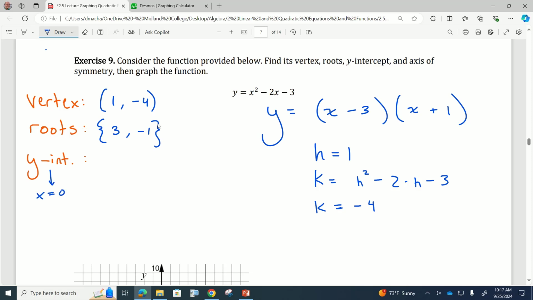Perfect. Remember the y-intercept, that's what happens when x is equal to 0. And when x is equal to 0, y is equal to negative 3. Any questions so far? Okay, so let's graph it.